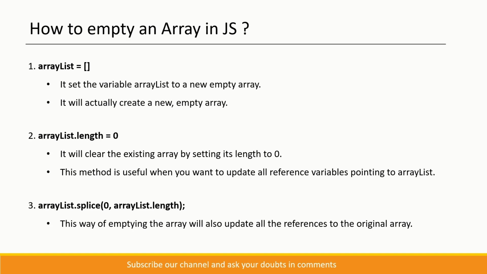Method 2: arrayList dot length equal to 0. If we use length, it clears the existing array by setting its length to 0. This method is very useful when you want to update all references, that is, all variables pointing to arrayList. And method 3: arrayList dot splice. Here we need to pass two things, the starting point and the ending point. This is also a way we commonly use to empty an array, and it also updates all the references to the original array. We are going to see all 3 methods in an example.